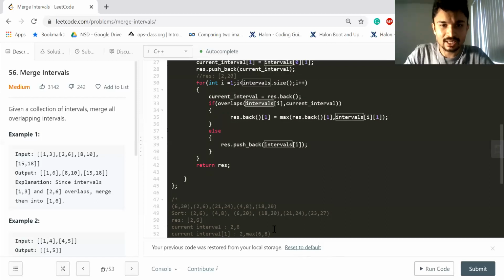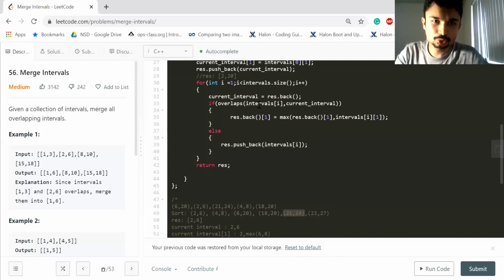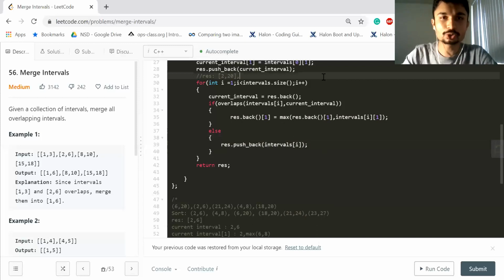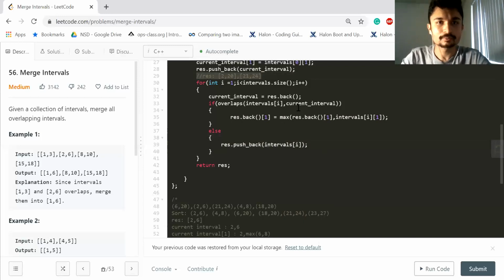Then you go back, the current interval is now 2,20. The interval that I am pointing to is 21,24. So is 2,20 overlapping with 21,24? Answer is no, they do not overlap. So I simply push back this 21,24 into my result, and the result becomes 21,24 as it is.